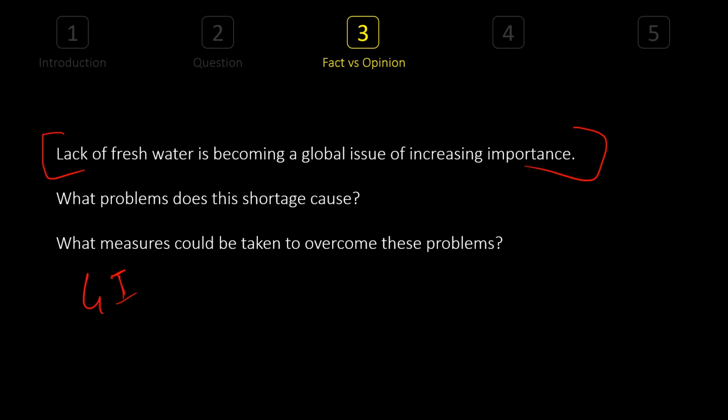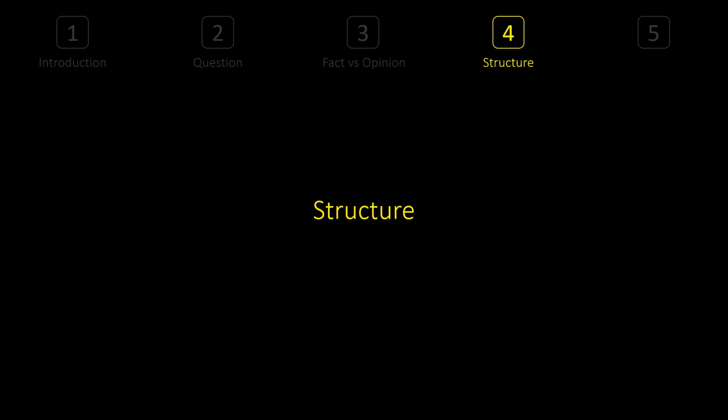What problems does this shortage cause? What measures could be taken to overcome these problems? Here, there's nothing like an opinion. We have a fact, and they're asking you to solve this problem by using these questions. Clear? Understand this part, that in a question, there could be fact plus opinion or just fact. Okay, good. Now this part being a fact, other parts were just also fact.